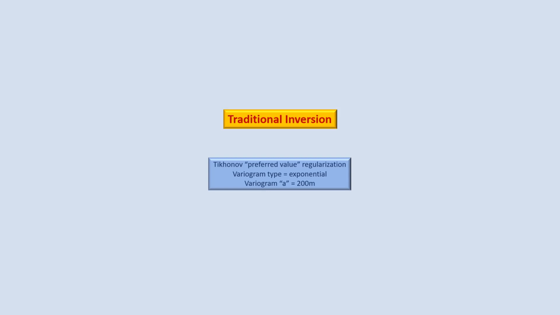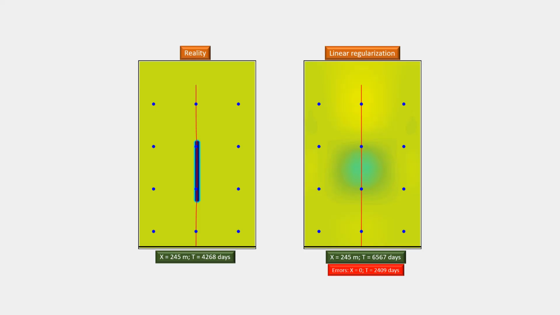Firstly, I'm going to do this by applying all the rules that we just talked about. I'm going to use preferred value regularization, accompanied by a covariance matrix based on a variogram with an A value of an exponential variogram that's about a third of the range of 200 meters. On the left is reality, synthetic reality. On the right is what emerges from the calibration process.